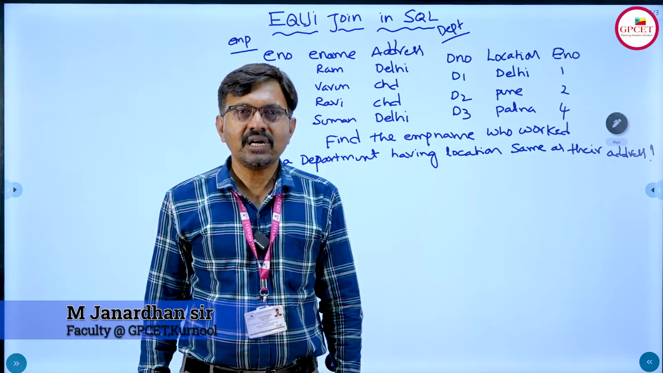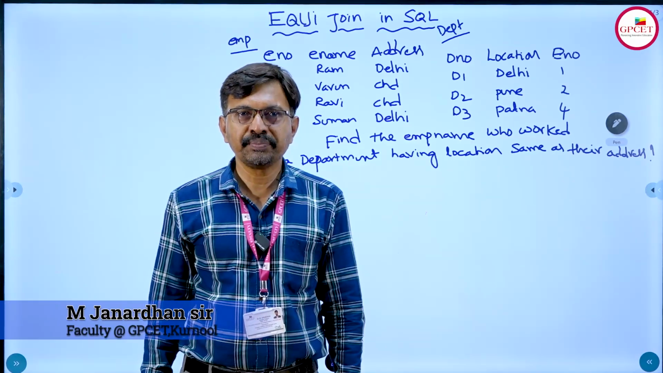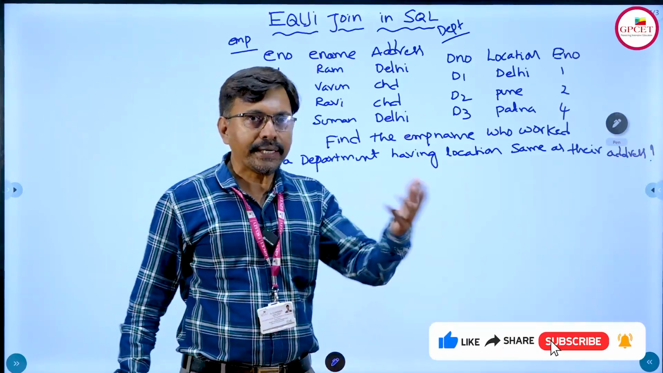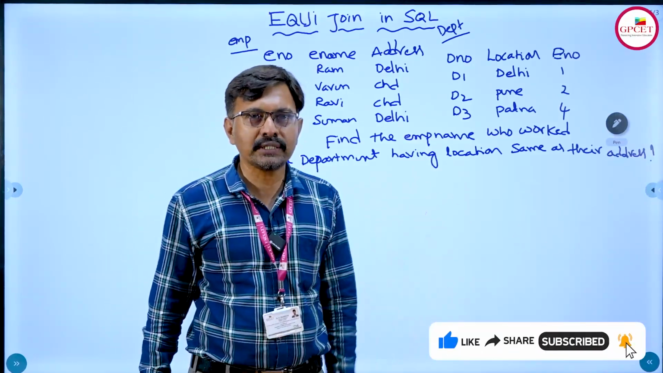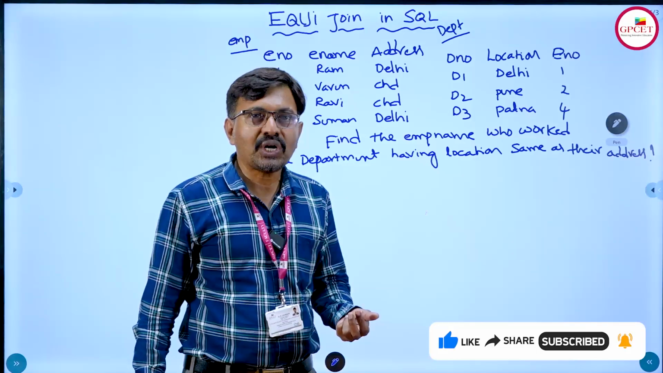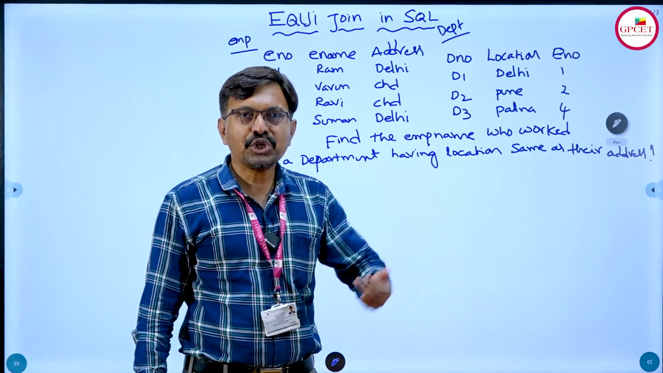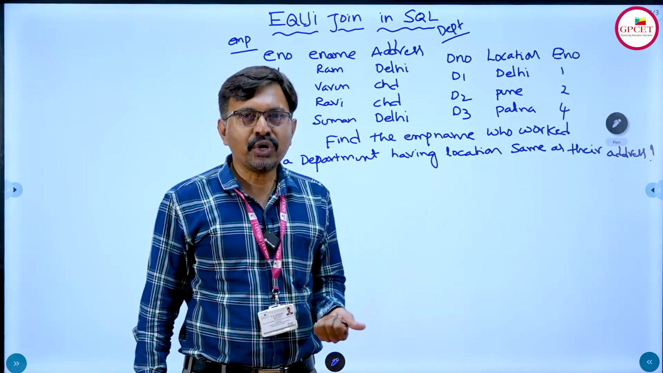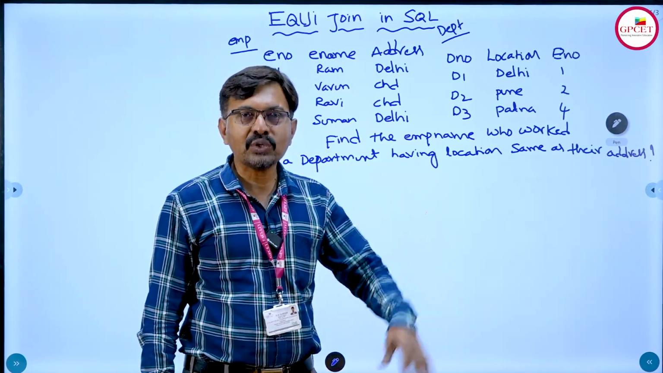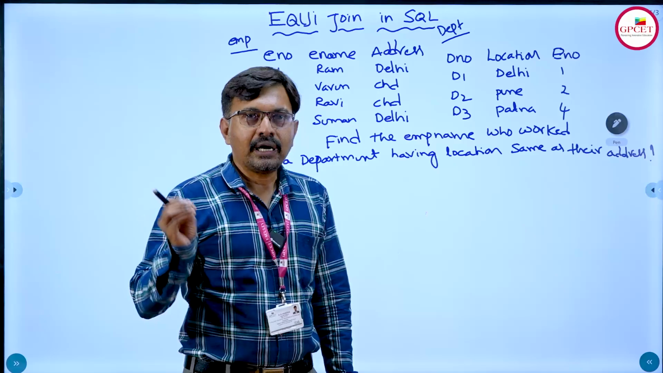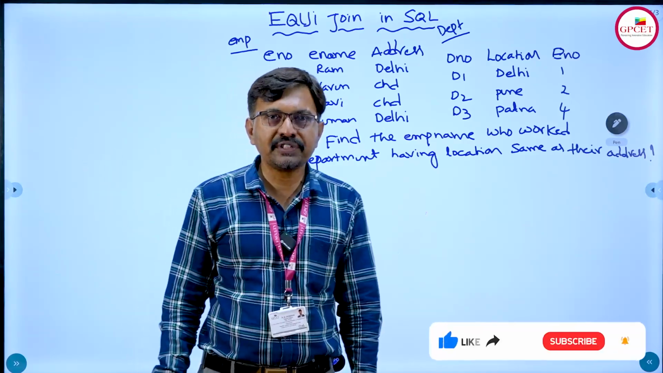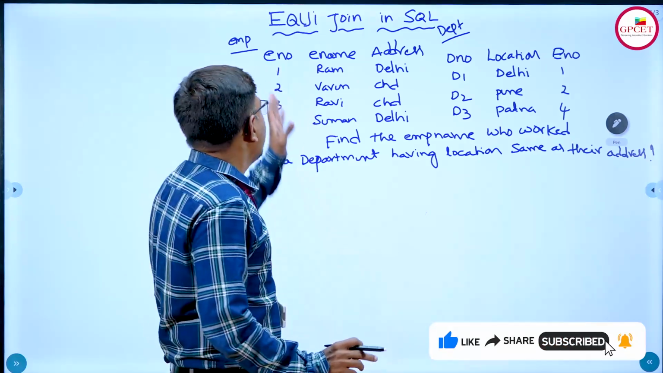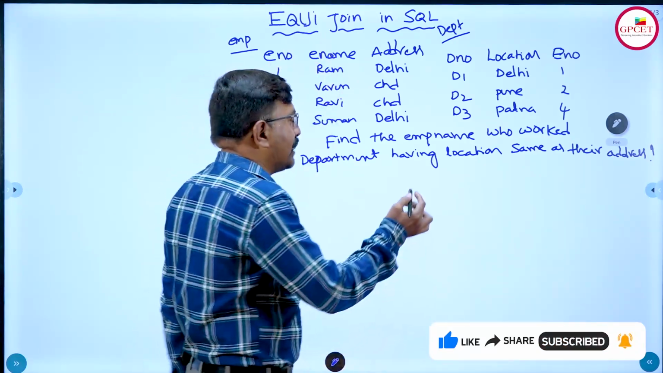Hi everyone. Today I am going to discuss Equi Join. In the last class, I already told you about joins in SQL. What are the different types of joins? The first one is the Cartesian product, then natural join, conditional join, Equi join, self join, and outer joins: left outer, right outer, full outer. Okay, that is Equi Join in SQL.